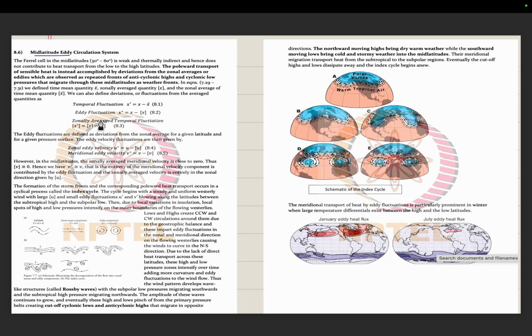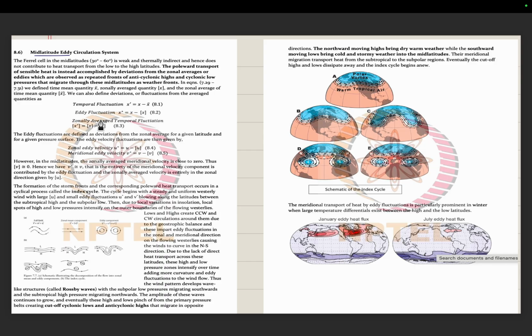The poleward transport of sensible heat is instead accomplished by the deviations from the zonal average, or the eddies, which are observed as repeated fronts of anticyclonic high and cyclonic low pressure that migrate through the mid-latitudes as weather fronts.